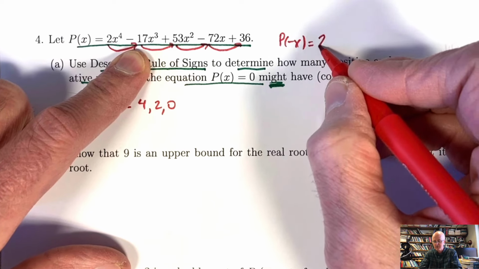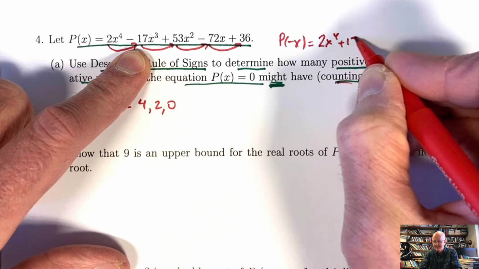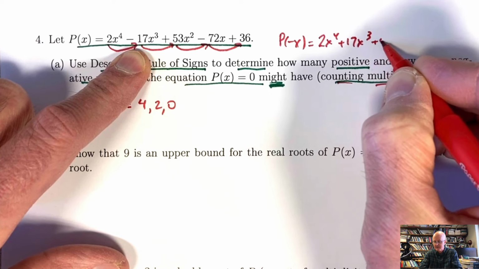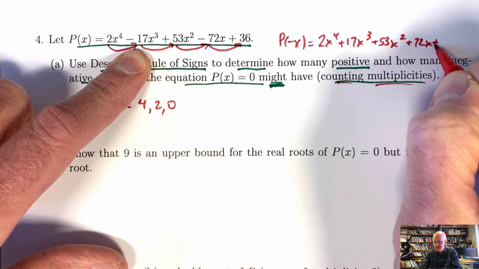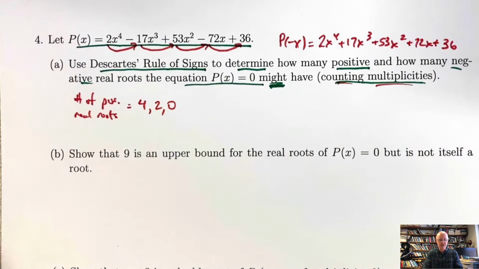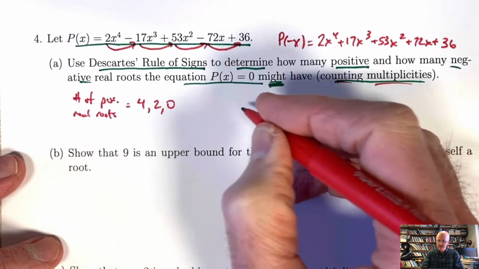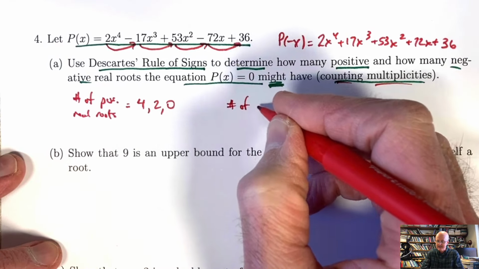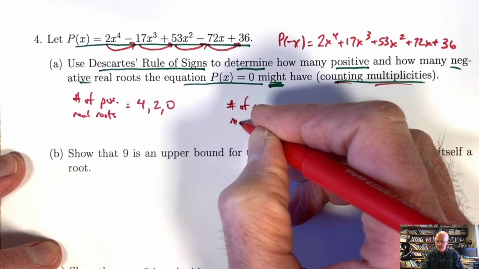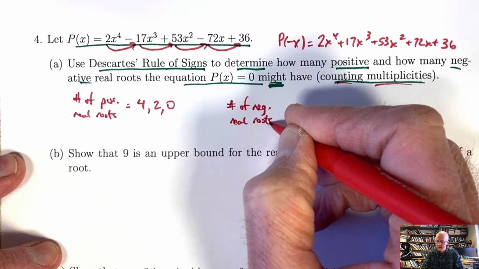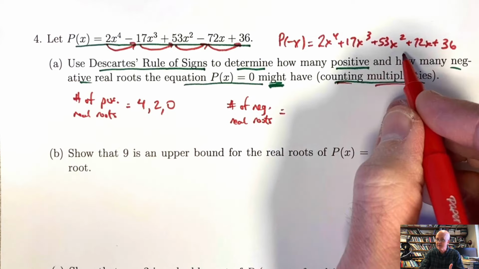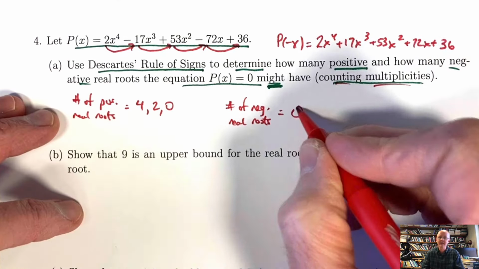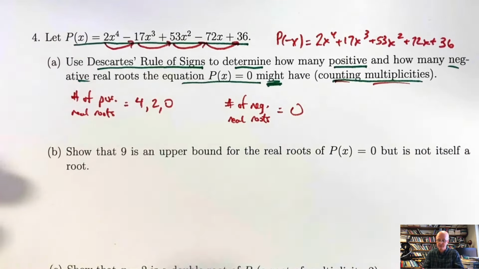So this is going to be 2x to the fourth plus 17x cubed plus 53x squared plus 72x plus 36. And there are 0 sign changes in those coefficients. Therefore, the number of negative real roots for the original polynomial is the same as the number of positive real roots for this one, which is 0. There are 0 negative real roots of the original polynomial.